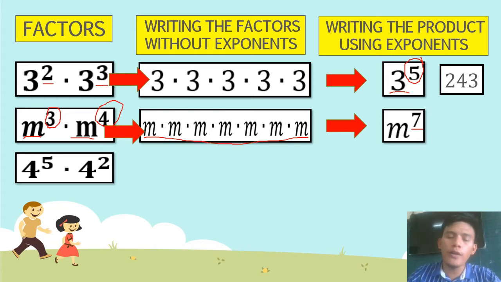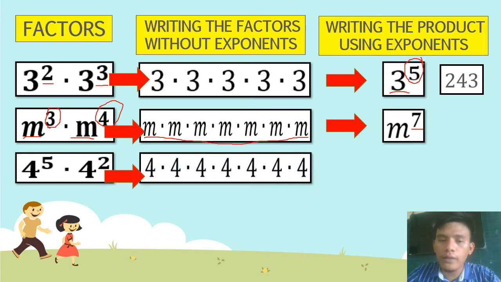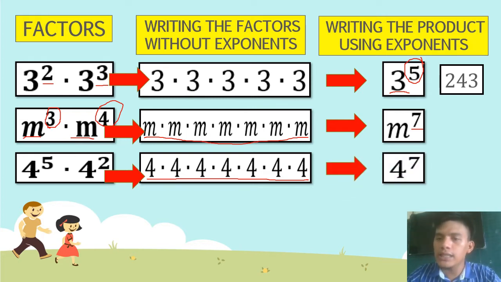Third example, 4 raised to 5 times 4 raised to the exponent of 2. So writing the factors without exponent, 4 raised to 5 is 4 times 4 times 4 times 4 times 4. 4 raised to 2 is 4 times 4. So if we count all the number 4 here, 1, 2, 3, 4, 5, 6, 7, 7 fours. So your exponent is 7.